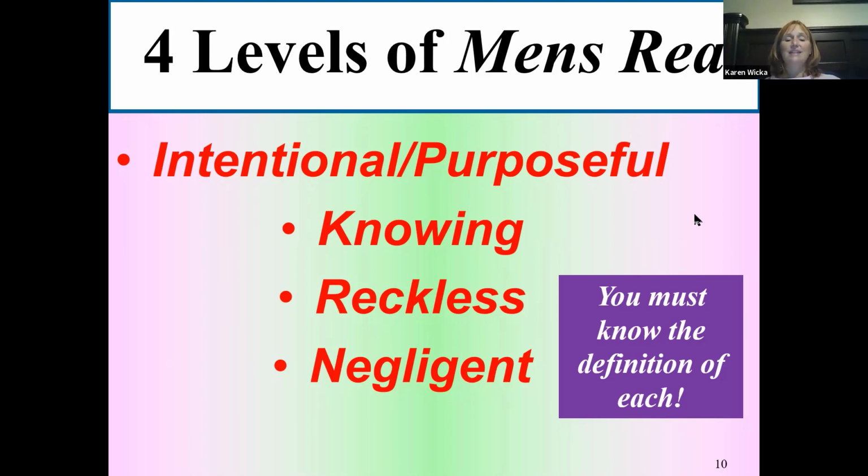Reckless is intending to act and not intending the result. So you do intend to act, you want to act, but you don't intend the result that happens.